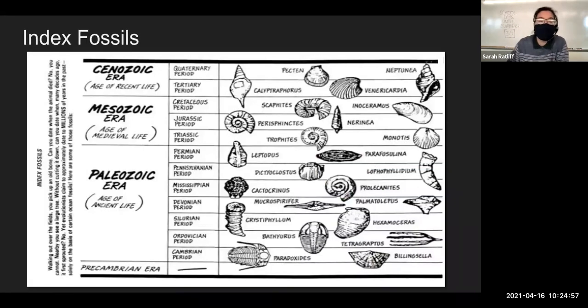So here are some index fossils that we already know about that we're still using to this day. We got some little trilobite guys. They look kind of like horseshoe crabs. We got lots and lots of shells. This one looks a little bit like a nautilus.